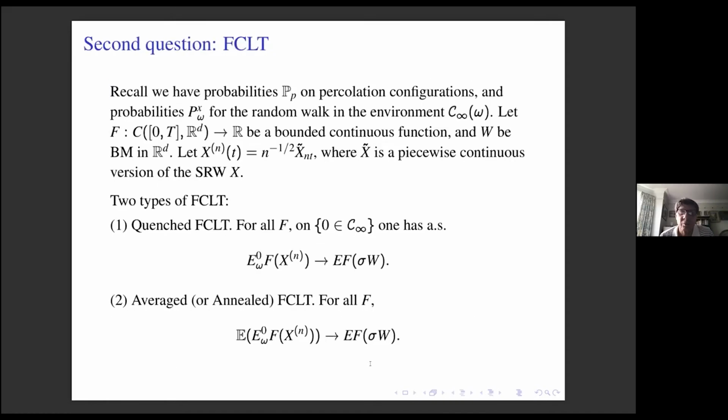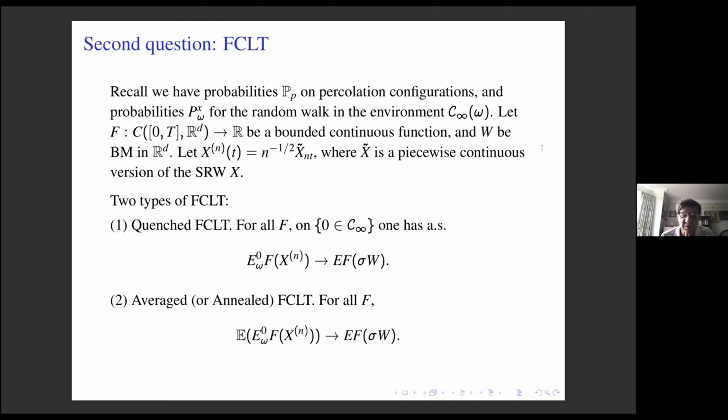So the second question is, what about a functional central limit theorem? In this case, we want to set things up accurately. So recall we have two types of randomness, configuration randomness and randomness for the random walk. And we use P for the randomness probability on the configurations and P_x^omega for the random walk probability. So let's set things up for a central limit theorem. Let F be a continuous functional on the space of paths, and W be Brownian motion. Let X^n_t be n to the minus a half times the piecewise continuous version of the simple random walk X with the usual diffusive type rescaling.